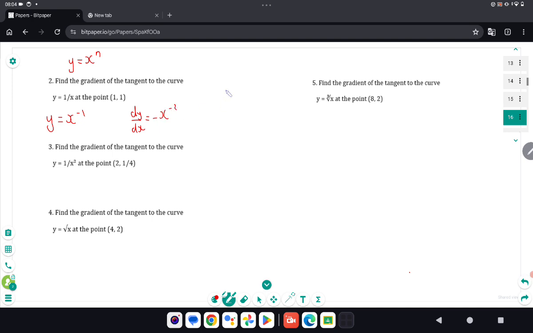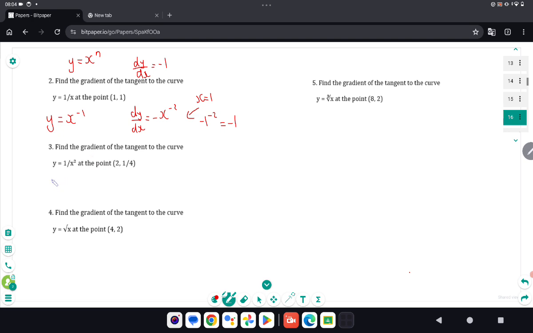So when x is 1, we just sub that in here. We'd have minus 1 to the minus 2. You can put that into your calculator if you want. It is just minus 1. So our gradient is minus 1.